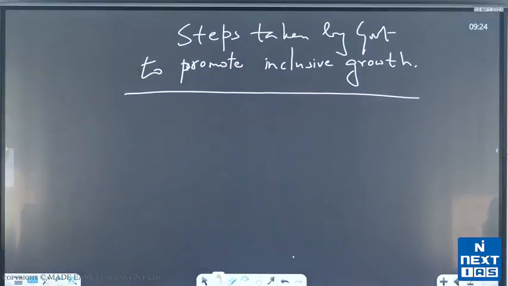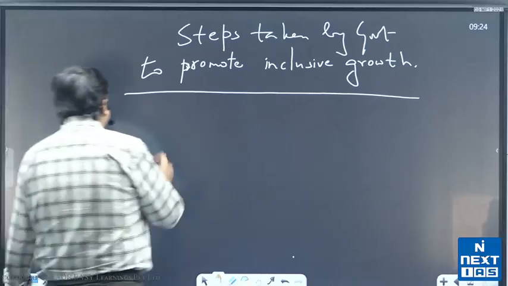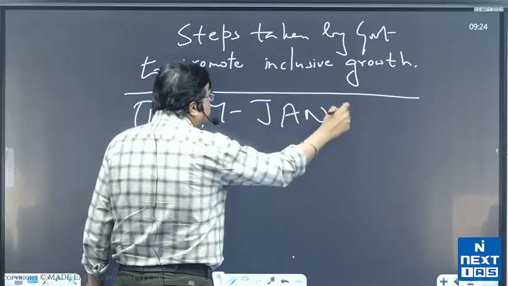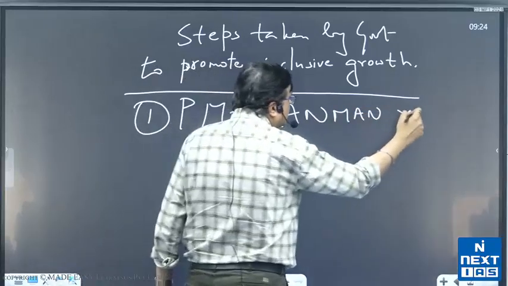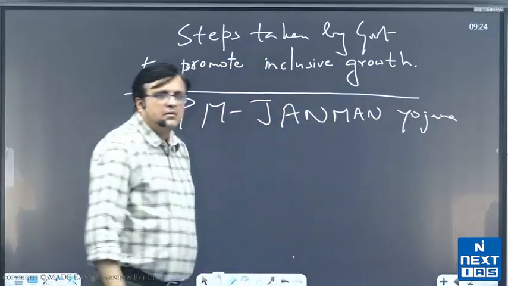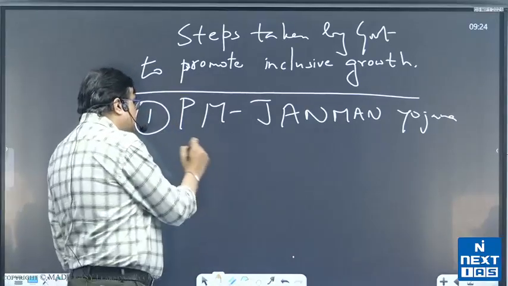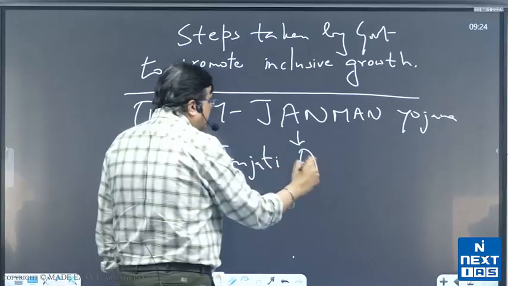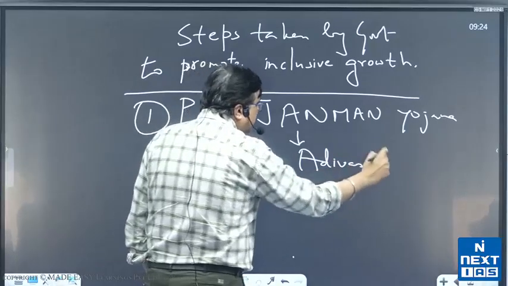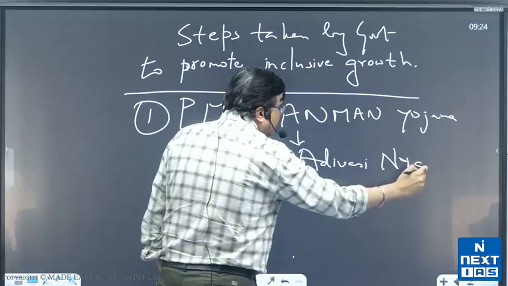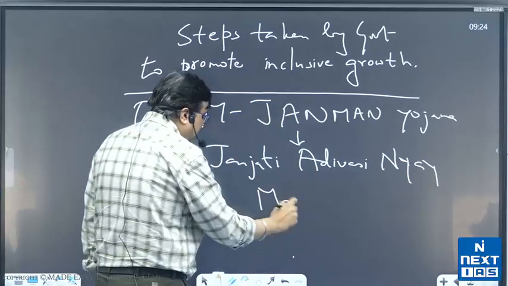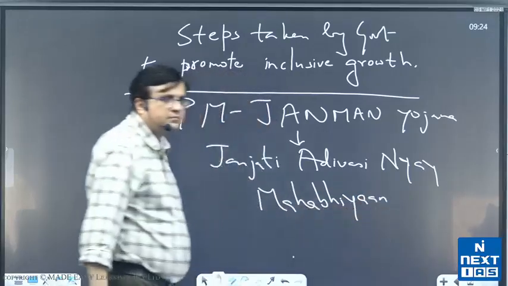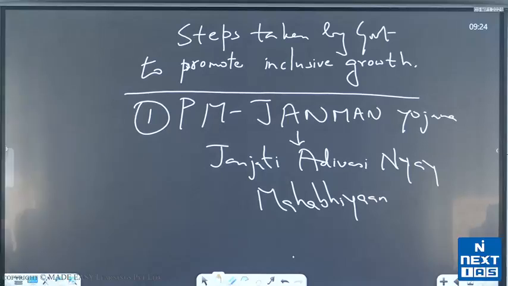So when we talk about steps taken by government, एक शुरू करते हैं पहले PM Janman Yojana. I'm first making you write some of the recent schemes, and then we will go to others also. So this Janman stands for Janjati, Adivasi, Nyay, Mahabhiyan. ये है जनमन. All right.